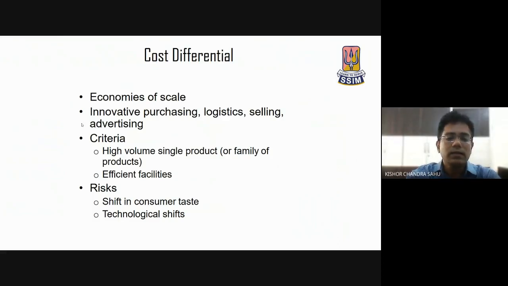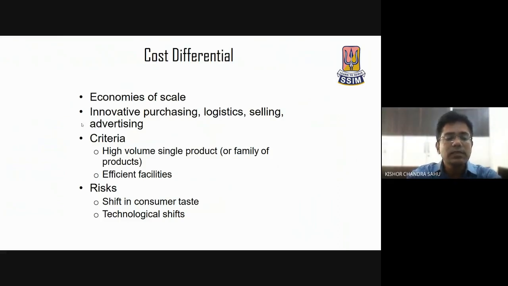The criterion is that they can produce a high volume of a single product or a family of products, and for that they need efficient facilities, maybe in terms of machines and better resources, right? So by this they can achieve economies of scale, and differentiate themselves from the competitors.